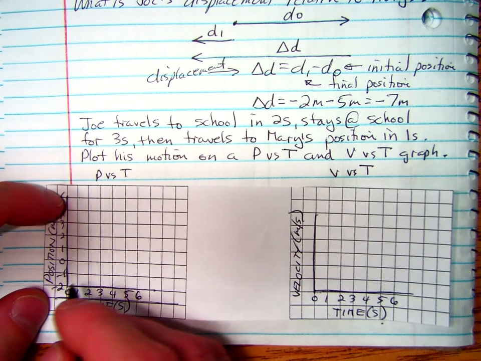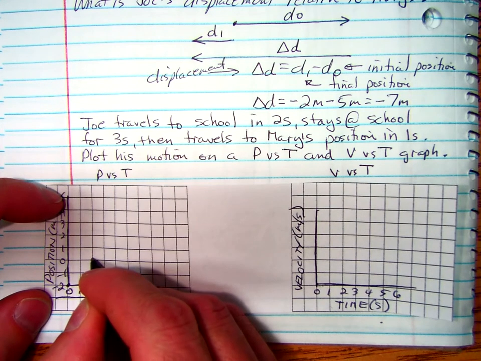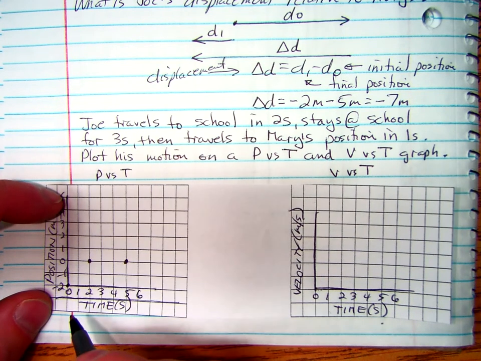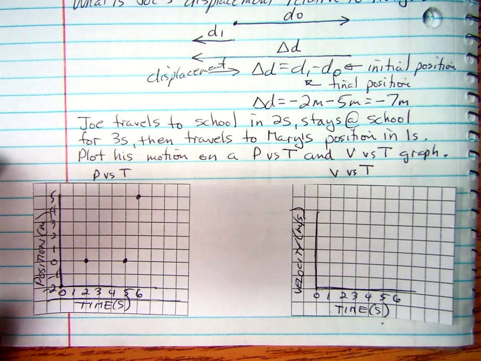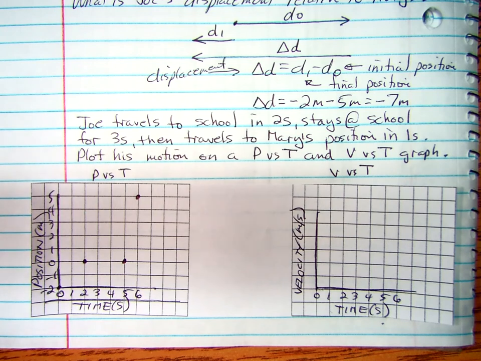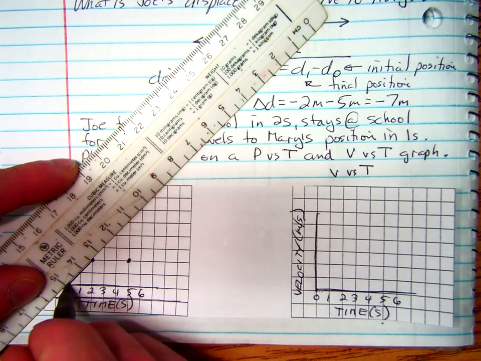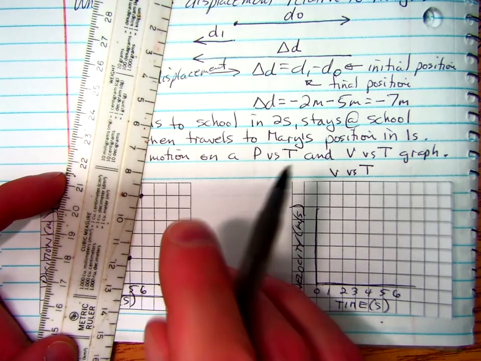He starts out at -2, and he goes to school in 2 seconds. School is at the origin. He stays at school for 3 seconds. At 5 seconds, he goes to Mary's, which is at 5 meters. It takes him 1 second. So that's the plots. We're going to assume that Joe's motion is constant motion or rest. And so that makes this linear. And this is the plot of his position versus time graph.